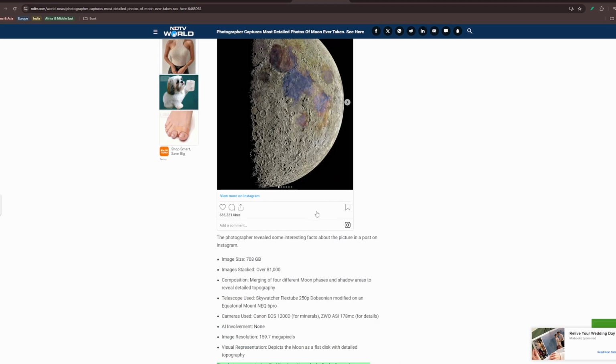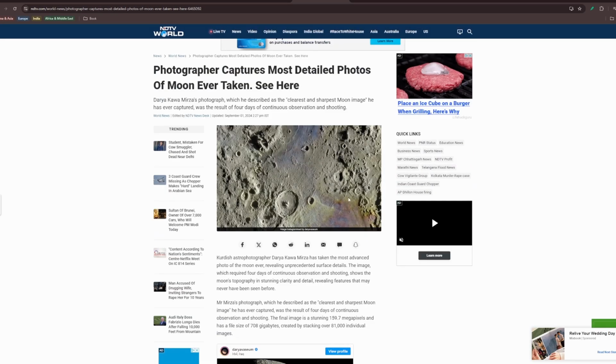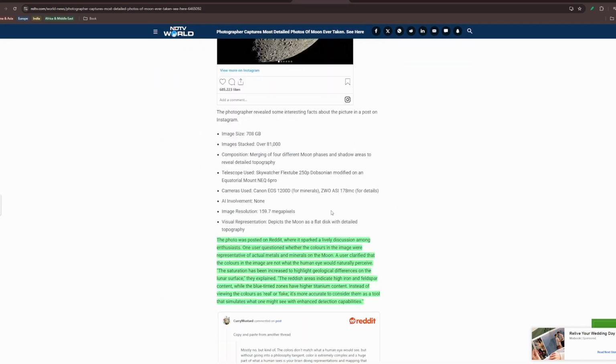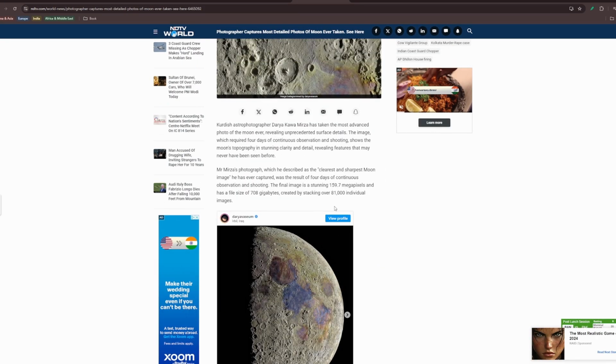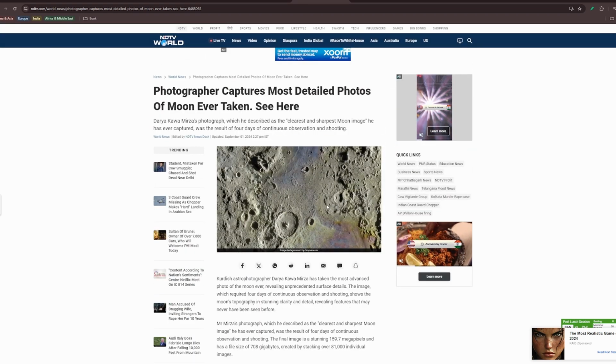So that was the last article. Well, actually, I have this one, but it's not a full-on article. It's a lot shorter. So this is the pictures of the moon that I was talking about.